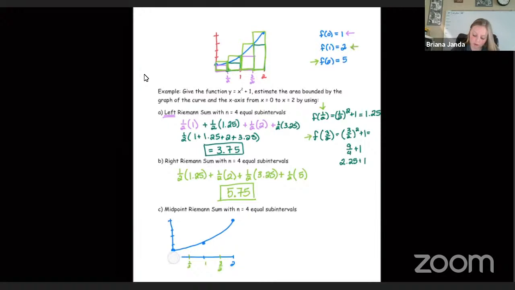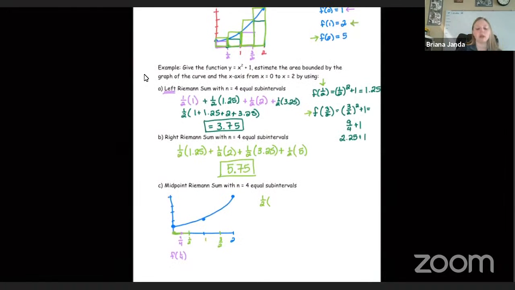Although my first base is going to go from 0 to 1/2, or have a length of 1/2, the height is a little trickier to find. So let's talk about the height, because the height needs to be at the midpoint of this. Well, what is the midpoint of that? It would be at half of a half, or at 1/4. So then I have to go evaluate what f of 1/4 is. This one just gets a little bit ugly here.